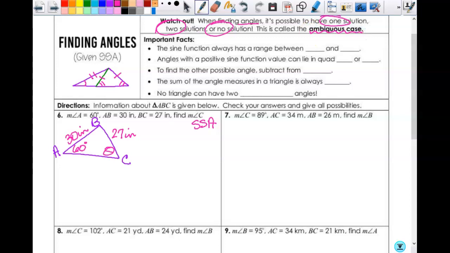Right. So to get through this, here's a few things that we have to think about and know. It says the sine function always has a range between blank and blank. That means if I ask you, what is the sine of this angle, whatever the angle is? What's the biggest number you can give me as an answer? Think about your unit circle.